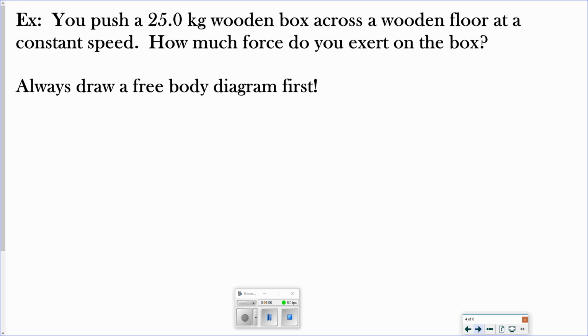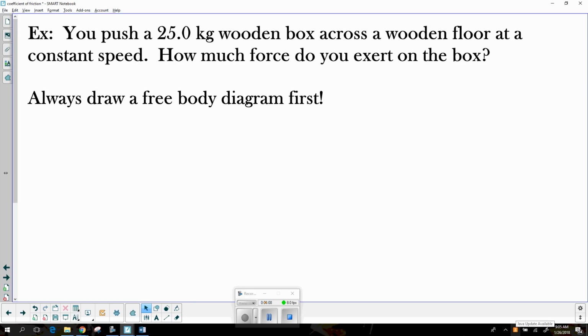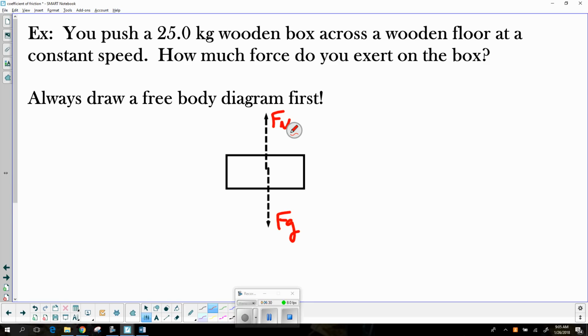Always begin by drawing a free body diagram. So I'm going to have my box. And on my box, I'm going to have a normal force. I'm going to have gravitational force. And because it's on a flat surface, the normal force is going to cancel out the gravitational force. I'm going to have an applied force.